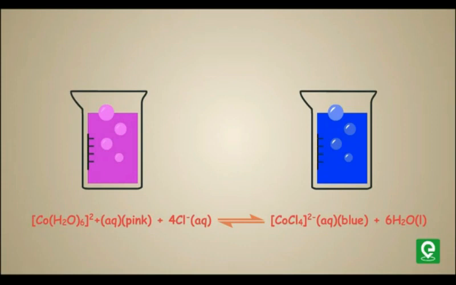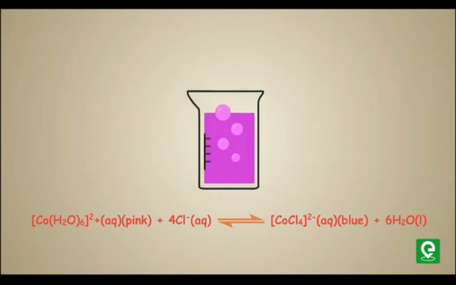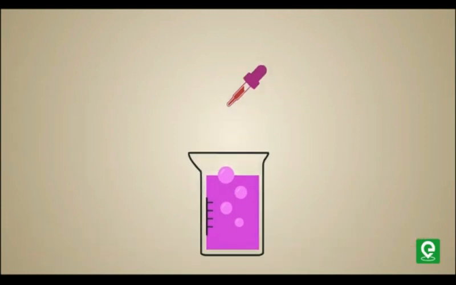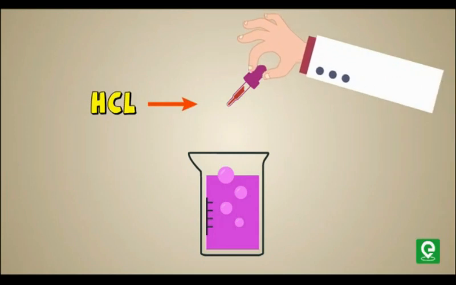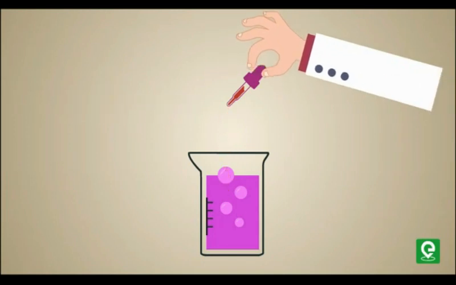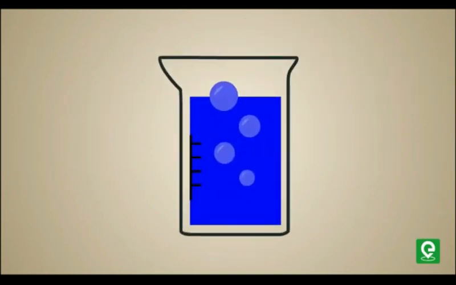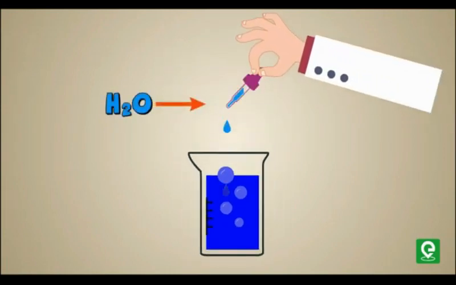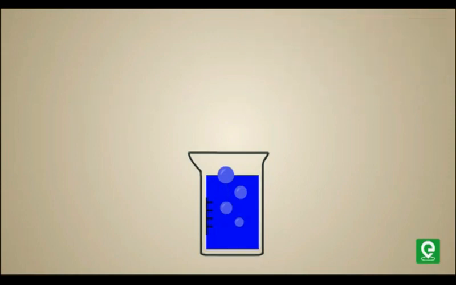Co(H2O)6 and CoCl4 exist together in equilibrium in an aqueous solution in the presence of chloride ions. This equilibrium can be disturbed by changing the chloride ion concentration or changing temperature. If you increase the concentration of chloride ions by adding more HCl, more products will be formed and the solution will turn blue. If you add more water, the reaction moves backwards and the solution turns pink.